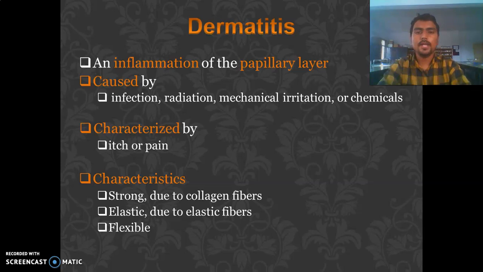Now dermatitis. Dermatitis is the inflammation of the dermis, specifically the papillary layer, which is caused by infection, radiation, mechanical irritation, or chemicals, and is characterized by itching and pain. Now the characteristics of the dermis layer. It is stronger due to the collagen fibers. The dermis is also elastic in nature because of the presence of elastic fibers, and it is also flexible.